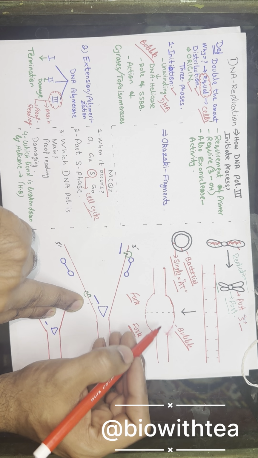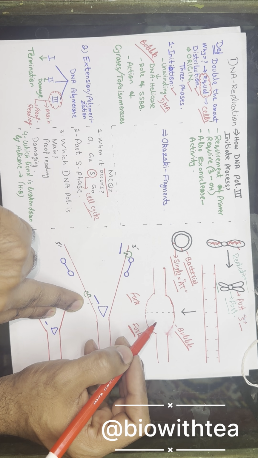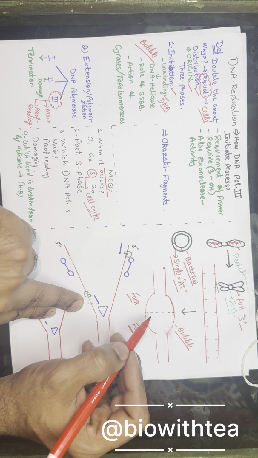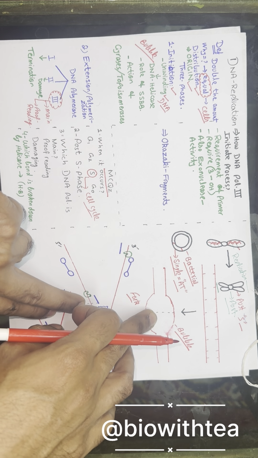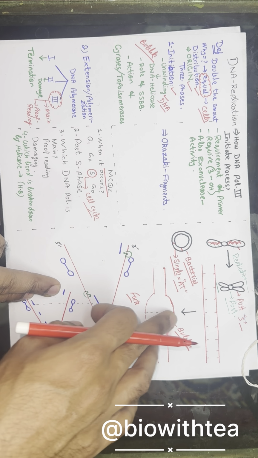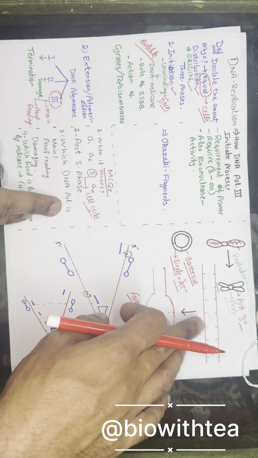The first one and the second one means each bubble consists of two replication forks. That's all. And how the bubble was formed, I already told you: the hydrogen bonds present between these two strands were broken down. How were they broken down?